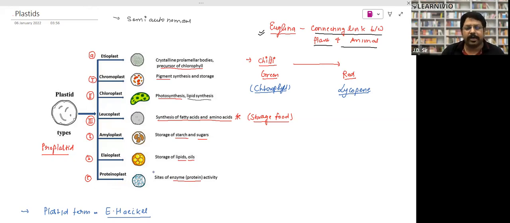So that's it for the day. In the next class, we'll start from the chloroplast onward. Tell me if you have any doubt. I think this chapter might be easier for you because we have covered most of the part in different chapters.